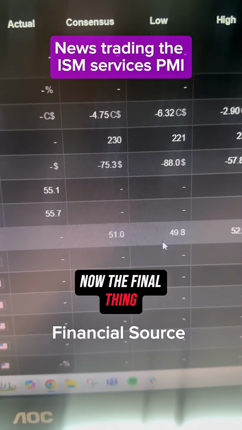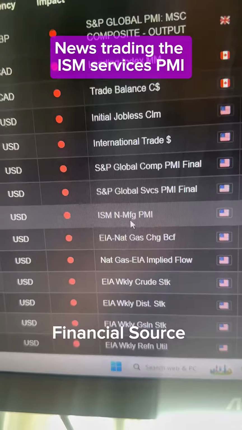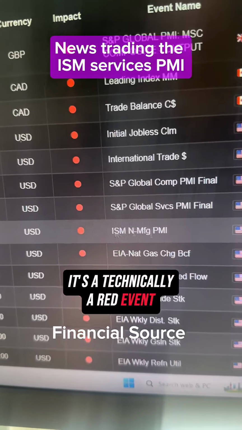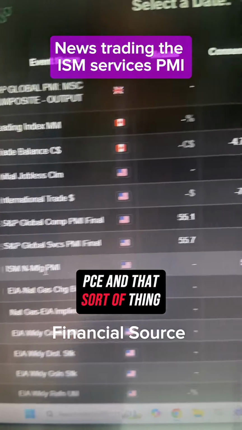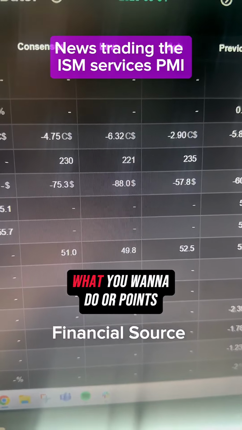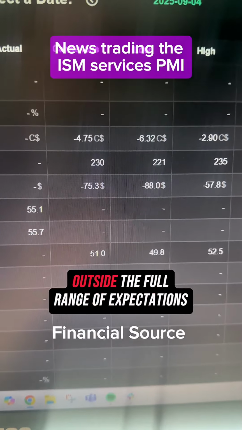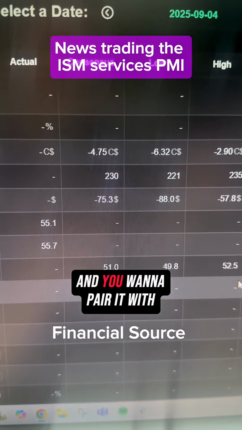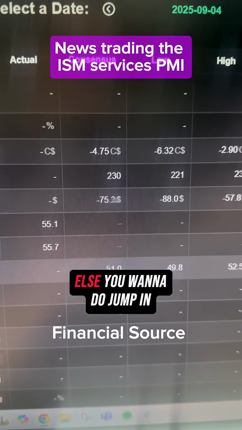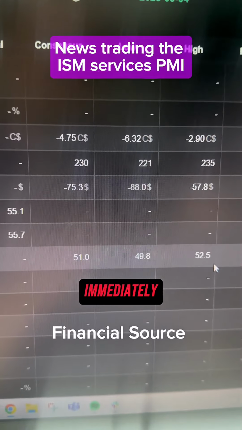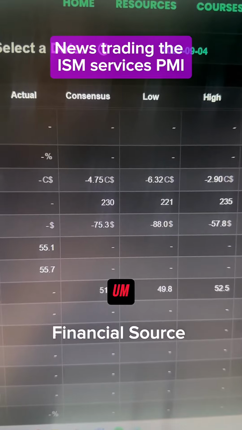Now, the final thing you need to keep in mind is the context. ISM non-manufacturing PMI is technically a red event, but it's not as tier 1 as something like inflation, employment, PCE and that sort of thing. So don't expect a ton of pips, or points. What you want to do is get in as soon as you see this outside the full range of expectations, and you want to pair it with a stronger or weaker currency, or stronger or weaker Bitcoin, or whatever else you want to trade. Jump in immediately and just try to scalp a few points off of this. It's generally not going to create a trend for the rest of the day.